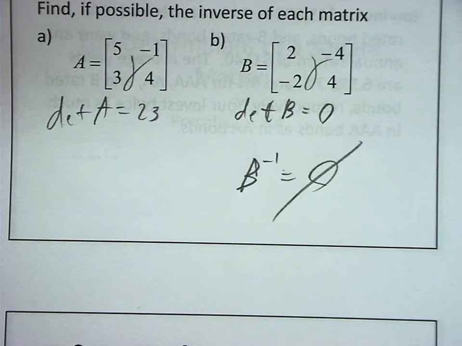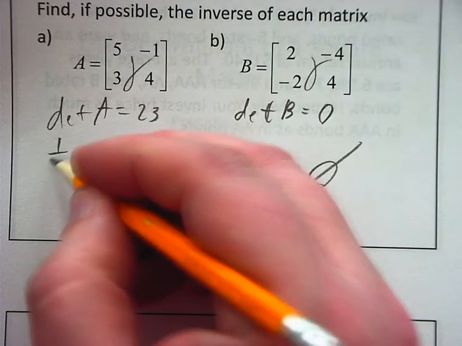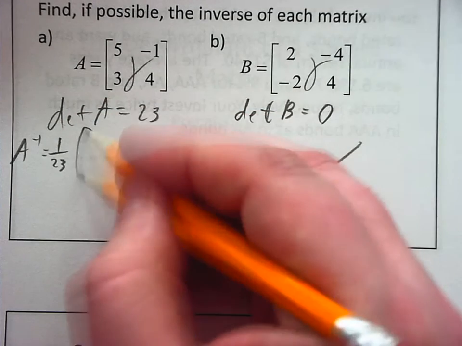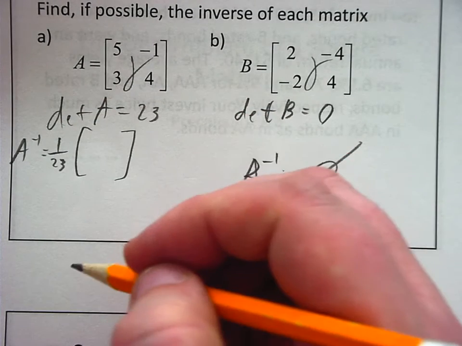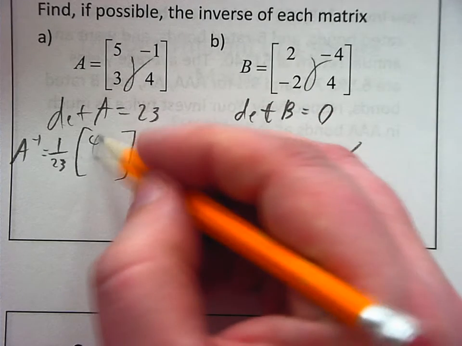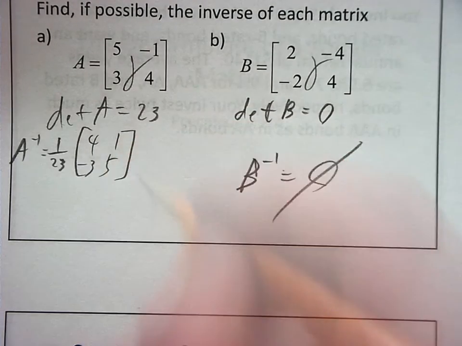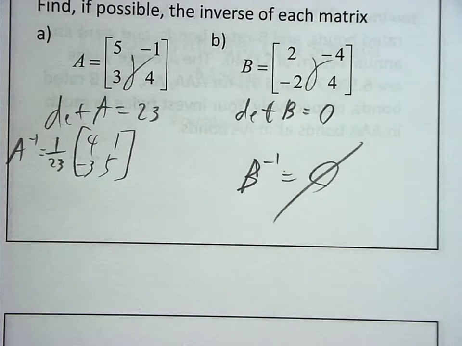For A, well, you're going to have 1 over 23 out front. What are you going to have inside the matrix on the prime diagonal? 4 or 5. 1 negative 3. 1 negative 3. Those do not switch places, they just flip signs.